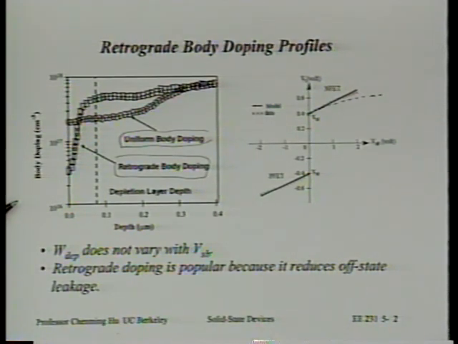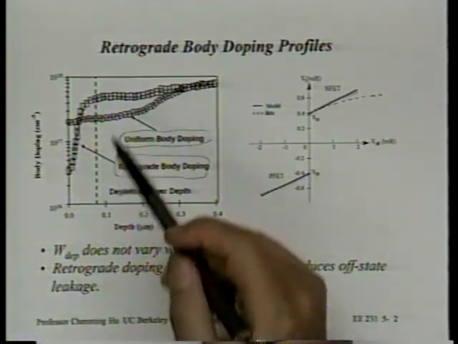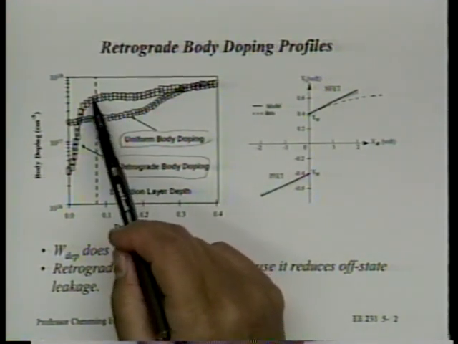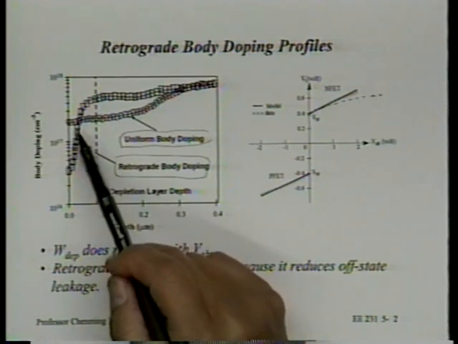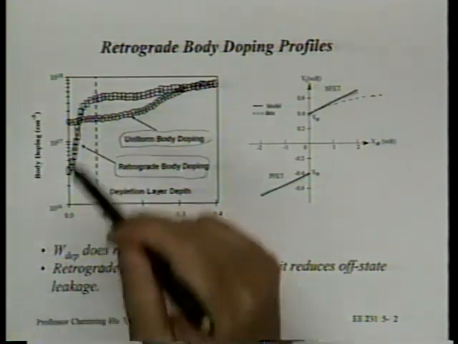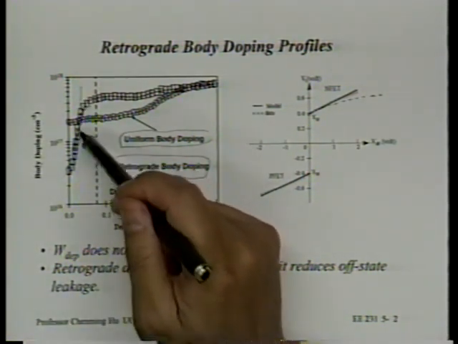This does not give us better IV. We're talking about better IV today. It helps with short channel effect. Let me just tell you that. So we are kind of forced to use this retrograde body doping. Retrograde body doping has a very high doping concentration in the substrate well, but that doping concentration suddenly drops to a very low value. If you look at this thickness, it's only a few hundred angstroms.